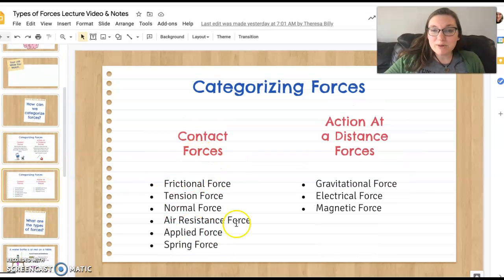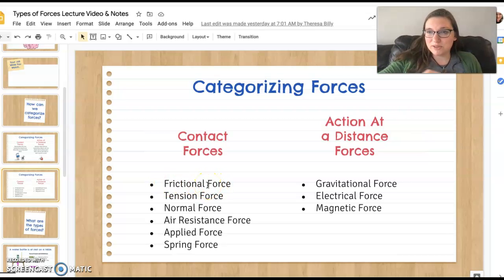So some examples of contact forces include frictional force, like when you rub against something. There's tension force, like the dog on a leash. There's that tension between the leash and both the dog and the person's hand. There's the normal force, which is the support, like if something is resting on a table, or like I'm sitting on the couch right now, so the force of the couch holding me up is the normal force.